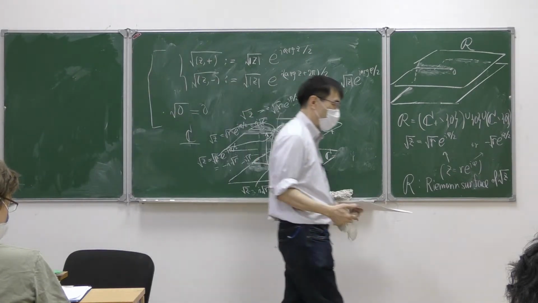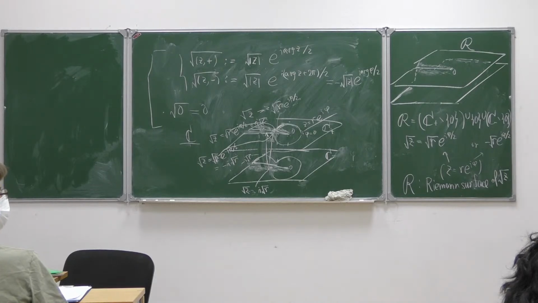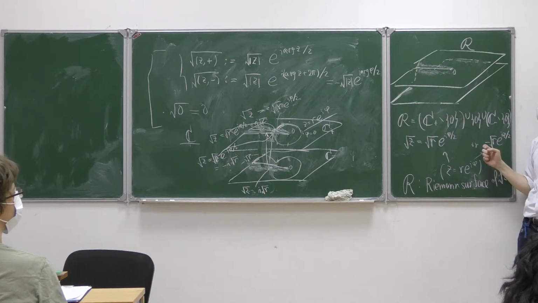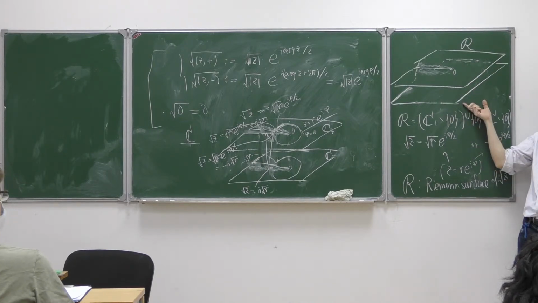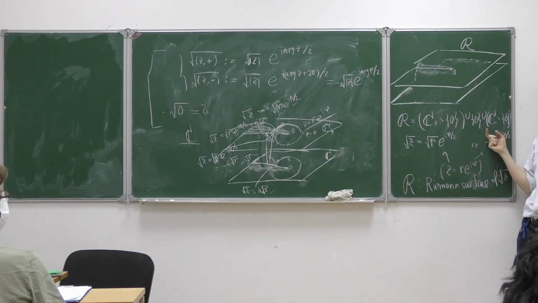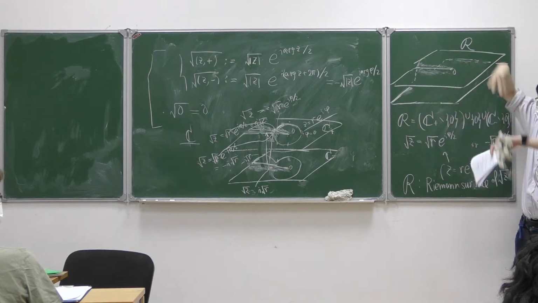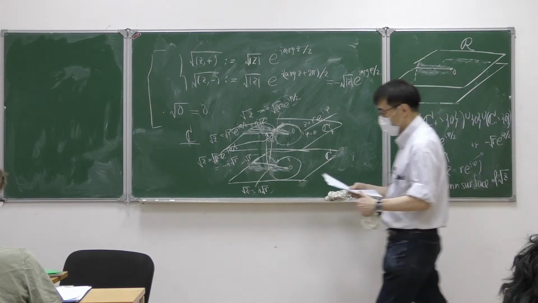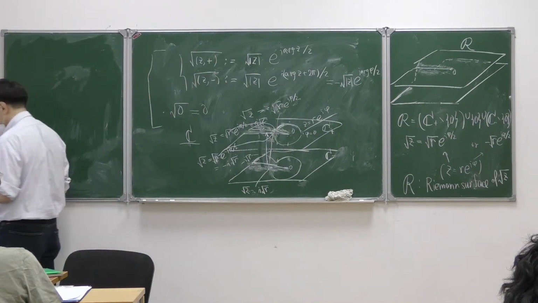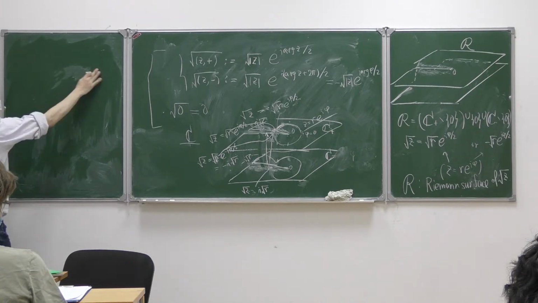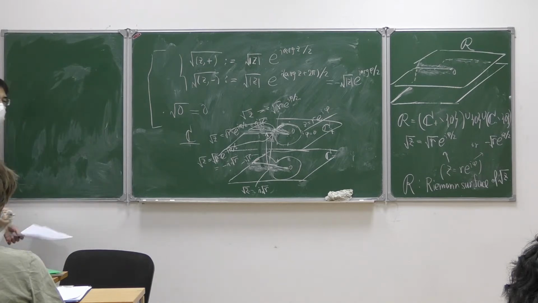So, let me repeat. There are two possible values of square root, so we need two sheets. And to get a continuous function on this set, we need to glue two sheets in this way. This is the Riemann surface. Actually, this is maybe too handmade, naive construction.